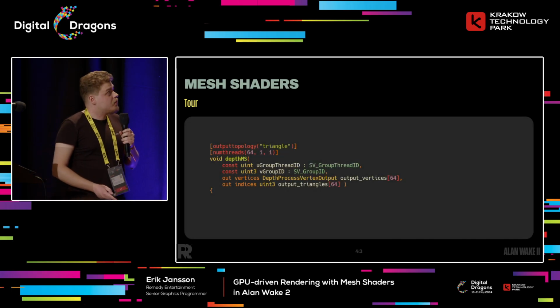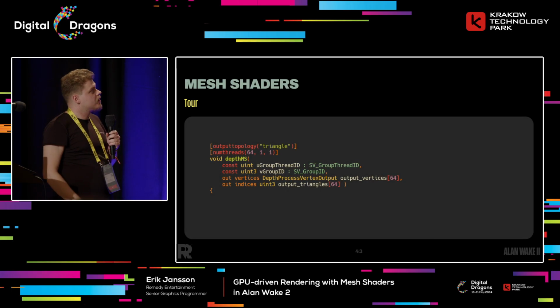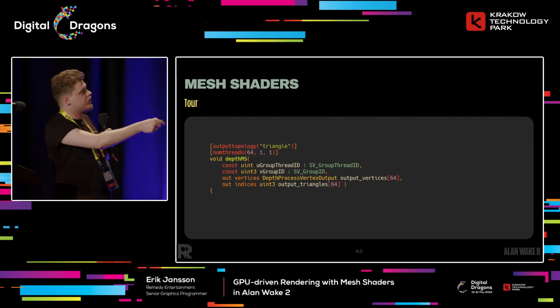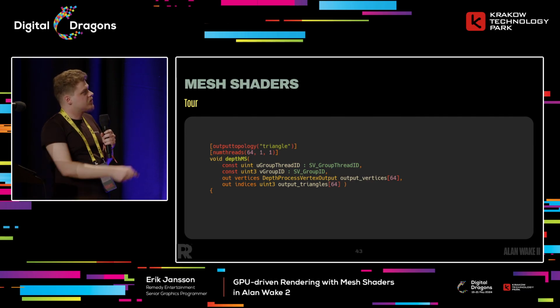So this is the beginning of a mesh shader. This is a depth mesh shader. You can kind of see it kind of looks like a compute shader. If you look here, it just has a number of threads, 64 in this case, and we're outputting triangles.